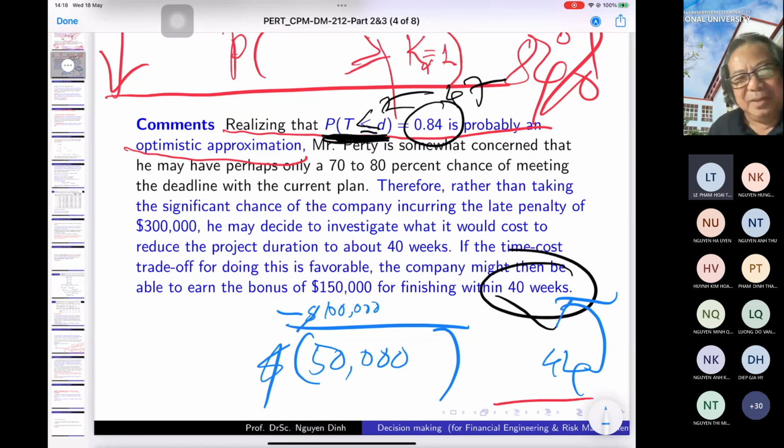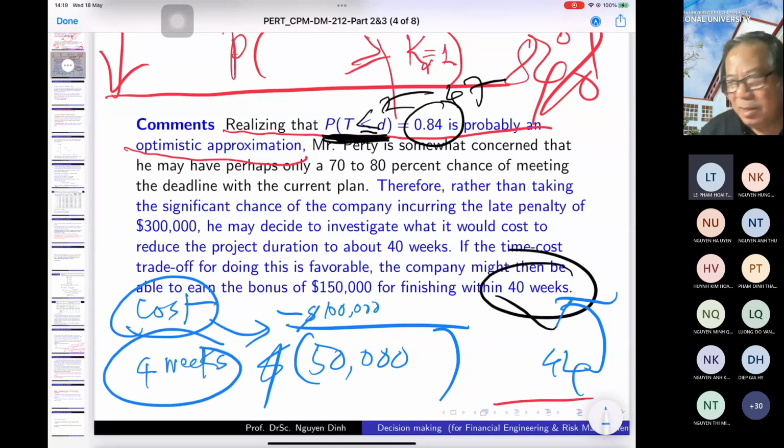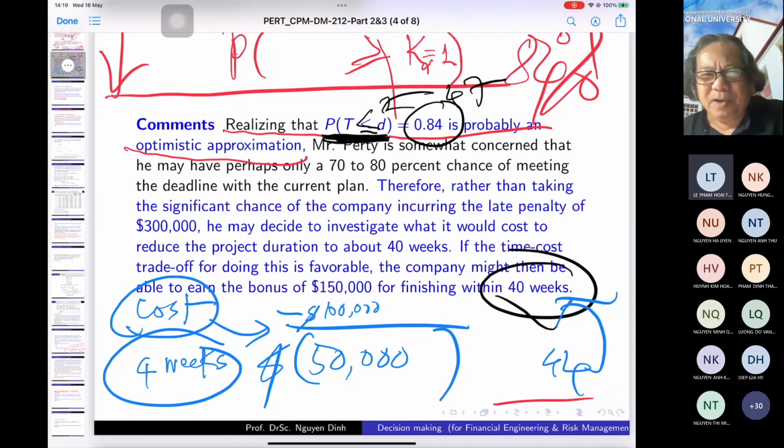And the part of our lecture today is to give you the way, the idea, how to reduce it, and how to calculate the cost of reducing 4 weeks. Okay, how to calculate the number $100,000 here. And the idea is in the following. It is very easy. Okay, I'll tell you.